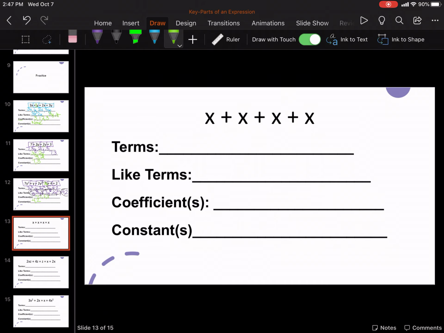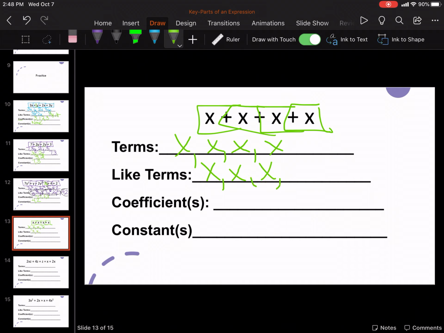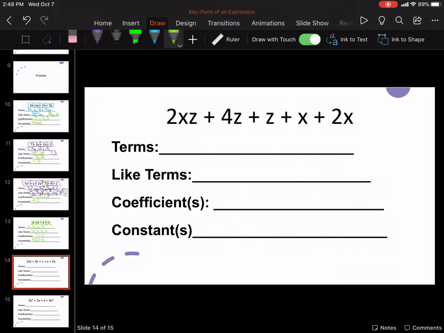So this next one, we're going to train it up. We have x, x, x, and x. My like terms are all of them. They all have the same variable. My coefficients, we have 4 1s. Okay. And my constant, we have none. Remember that invisible 1 in front of it? Okay. Why don't you train this one up and go ahead and see if you can do this one on your own.